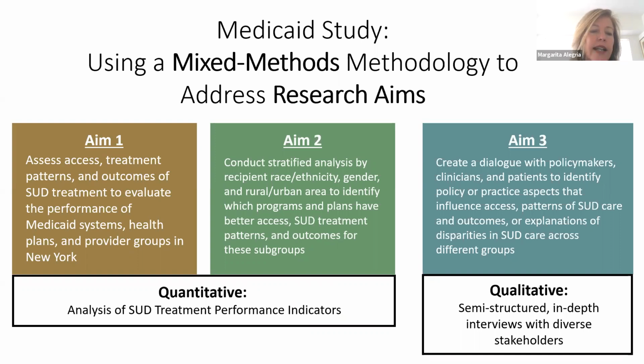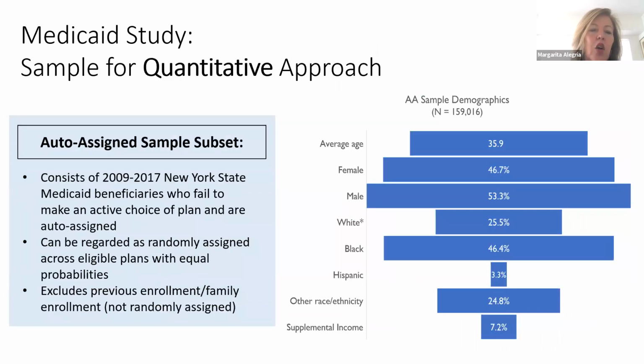The first one is we wanted to understand and assess what were the patterns of access, treatment, and outcomes that we saw in the Medicaid population in New York, with opportunities to see how plans, the system, and providers were operating. The second thing is we wanted to do a disparities analysis to see whether, when we stratify by race, ethnicity, gender, or rural and urban, we were able to identify what was happening. And I'm going to present some data to show you what we did. And lastly, we wanted to bring all of these results to policymakers, clinicians, and patients, to see if, by showing them the data and getting their feedback on what could be improved, we could move the needle forward.